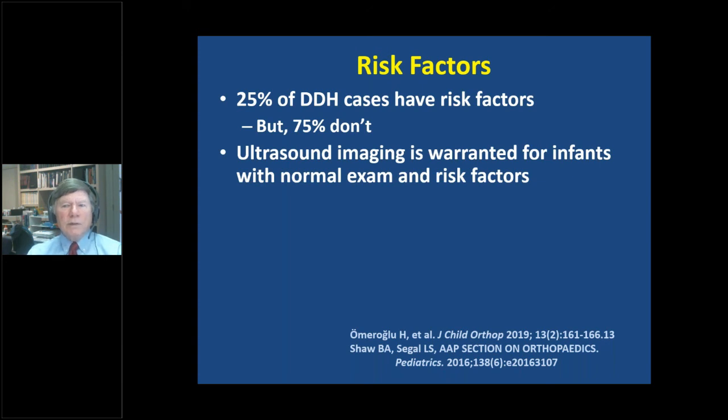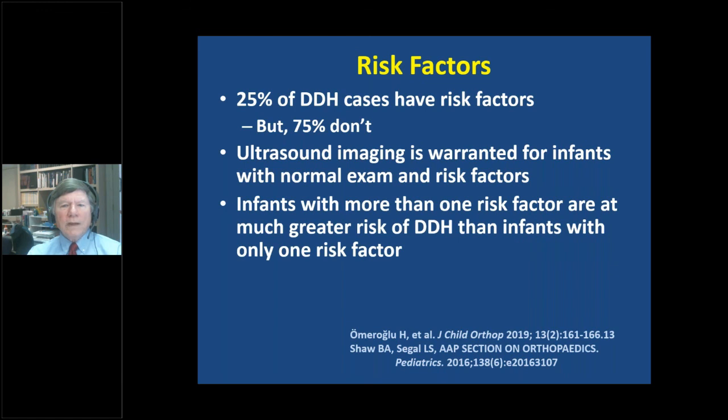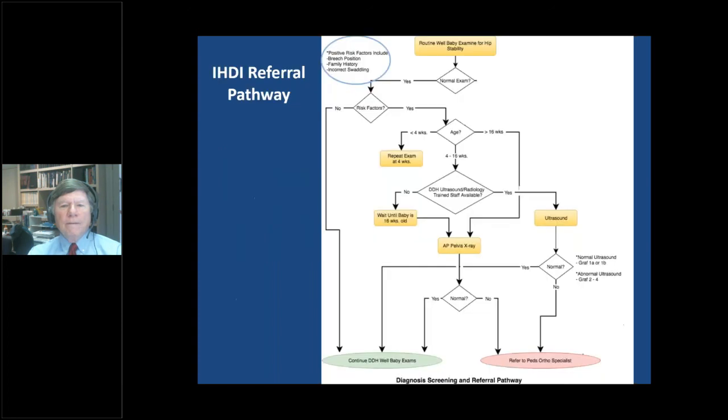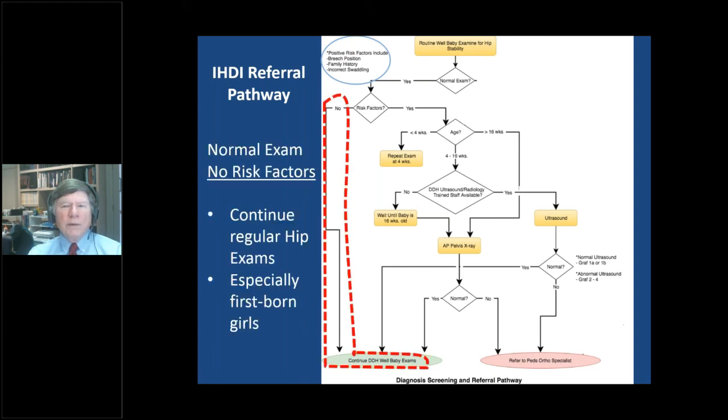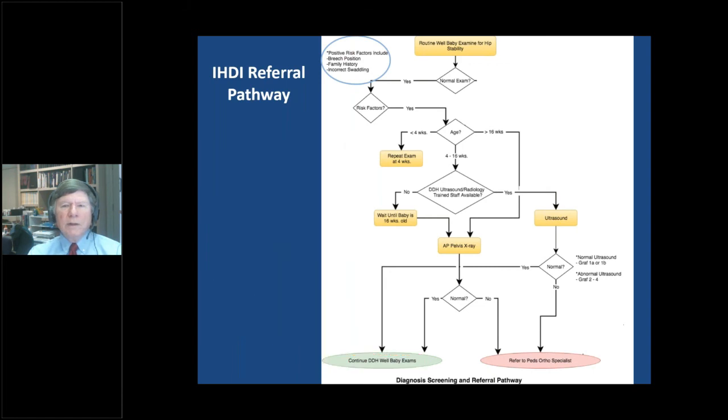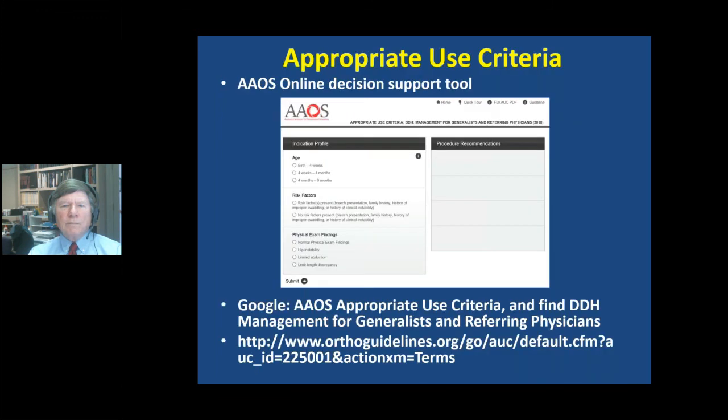Ultrasound imaging is warranted for infants with normal exam and risk factors. Infants with more than one risk factor are at much greater risk of DDH than infants with only one risk factor. So let's go back to these risk factors and the IHDI referral pathway. If there's a normal exam and no risk factors, then you're going to continue regular hip exams, especially for firstborn girls. But otherwise, they'll go into the pathway that we talked about.